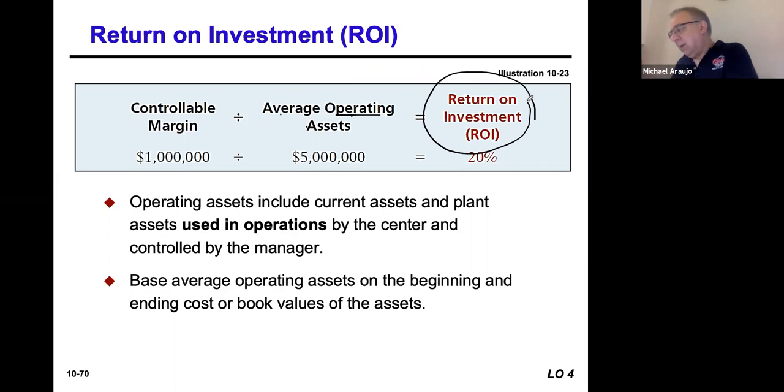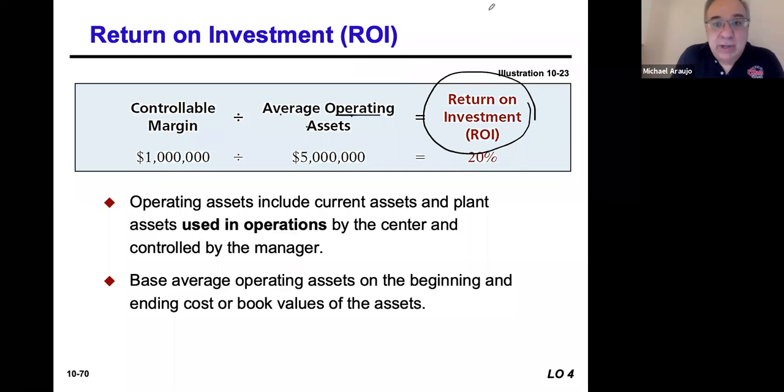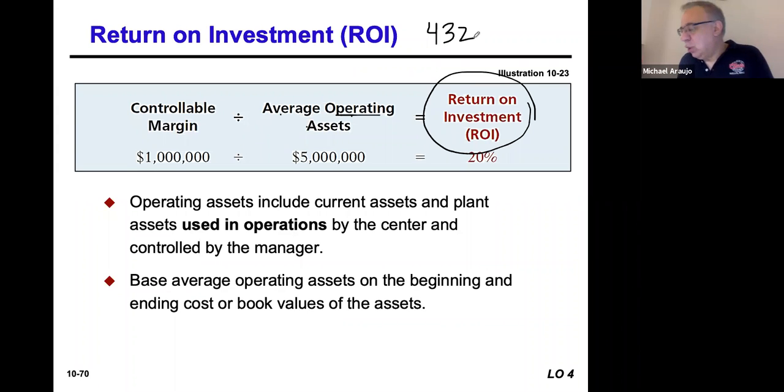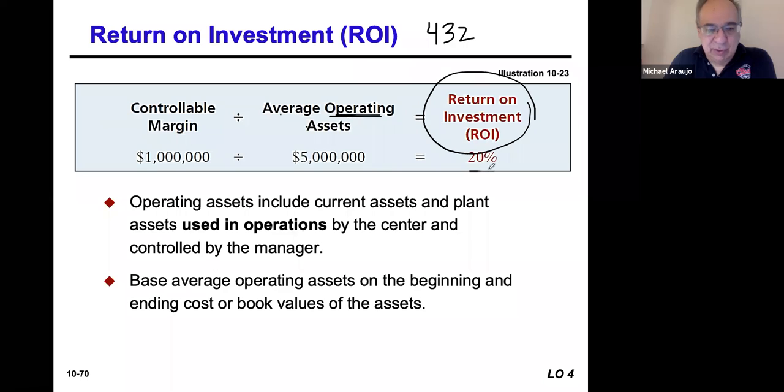So, what page do you want to look at? The top of page 432. Okay, so if you have your book and you go to page 432, you will see a bunch of numbers there that will tell you that this company had a controllable margin of $1 million over operating assets that average $5 million. So they had a 20% return.